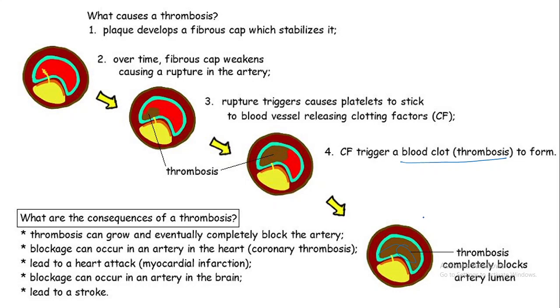What are the consequences of thrombosis? Thrombosis can grow and eventually completely block the artery. Blockage can occur in an artery in the heart, called coronary thrombosis. This can lead to a heart attack, myocardial infarction. Blockage can also occur in an artery in the brain, which can lead to a stroke. This is just to give you an idea about how thrombosis or blood clotting plays a role with respect to the cardiovascular system.